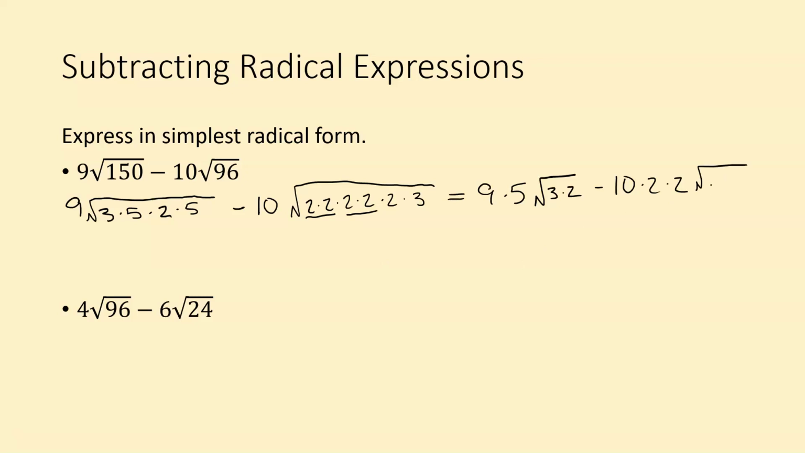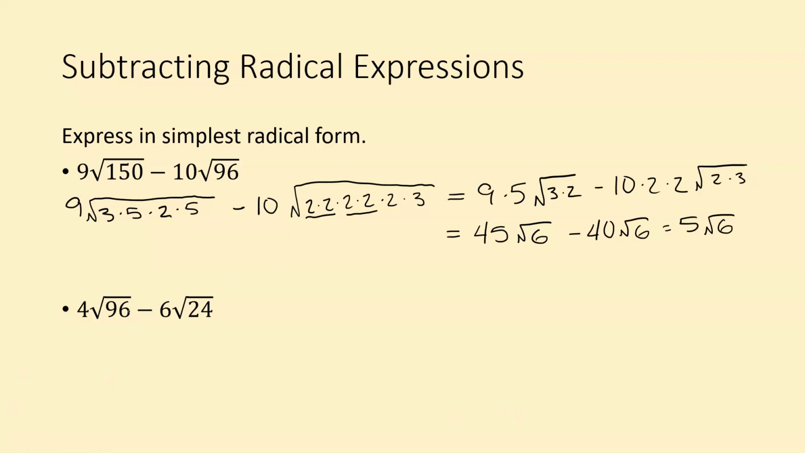And I'm left with 2 times 3. So it looks like we will have the same radicand, that 2 times 3 or 3 times 2, which would be 6. So 9 times 5 is 45 root 6. And then minus 10 times 2 times 2 would be 40 root 6. 45 minus 40 is 5, and I want to keep that root 6. All right, now let's check out the next one.